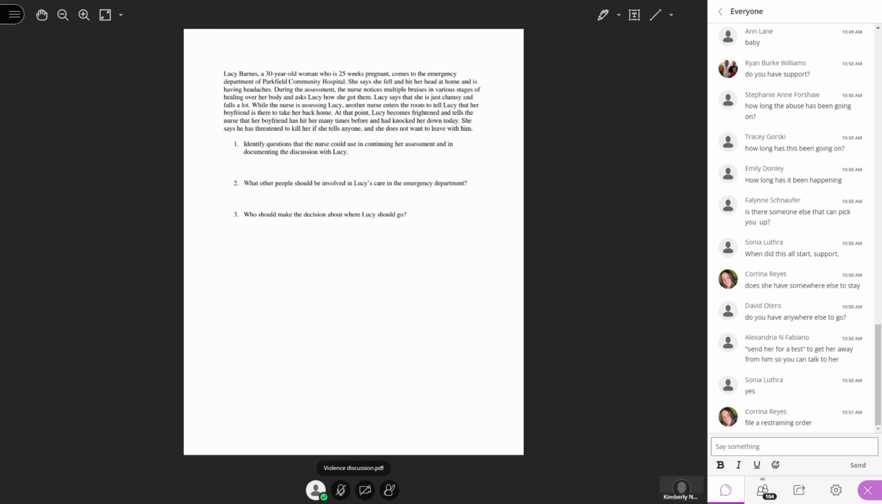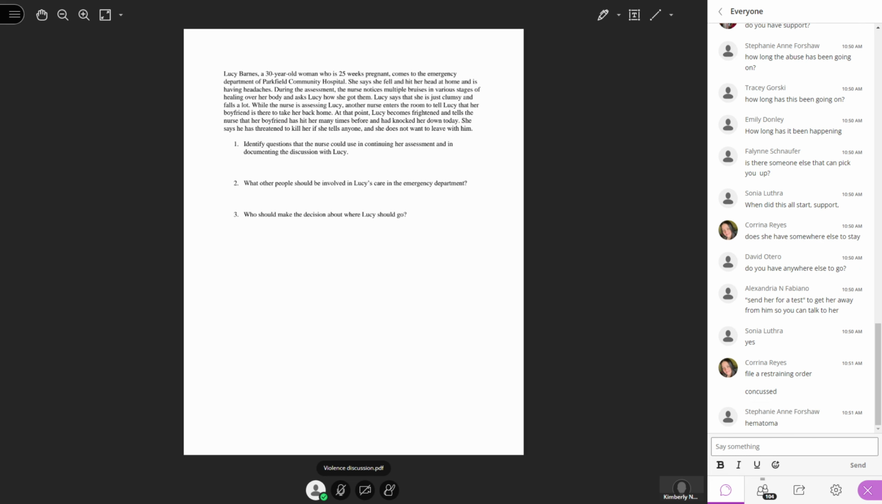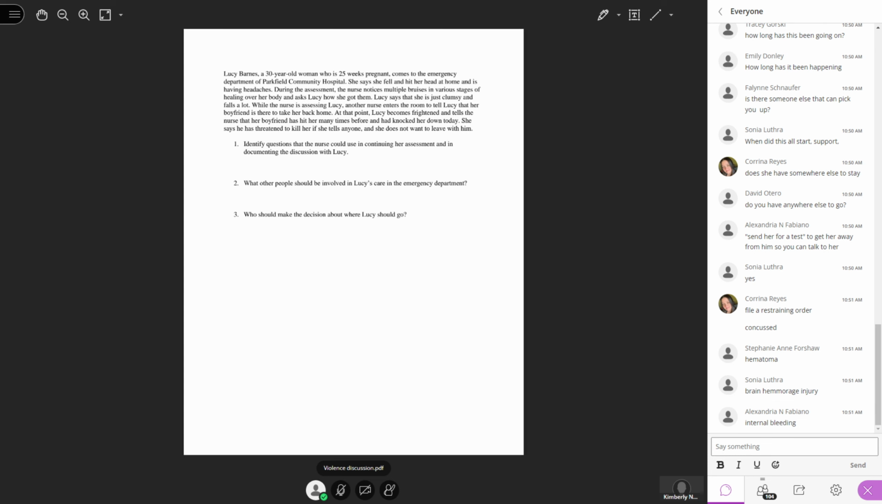This patient is having headaches. What are we worried about? She fell and she hit her head. She's having headaches. What might be going on? A concussion, right? A head injury, hematoma. We want to make sure that we are treating that first. So that's one way we can get her out of there. We need to send her to get these headaches evaluated. She might need a CAT scan of the head.